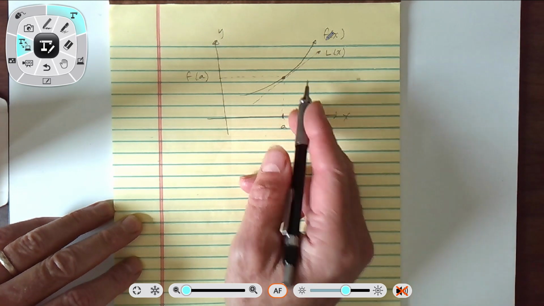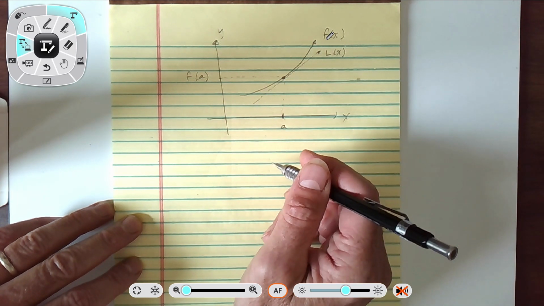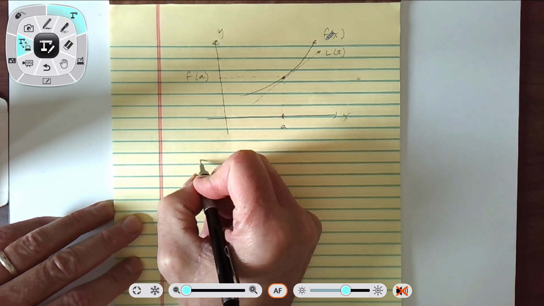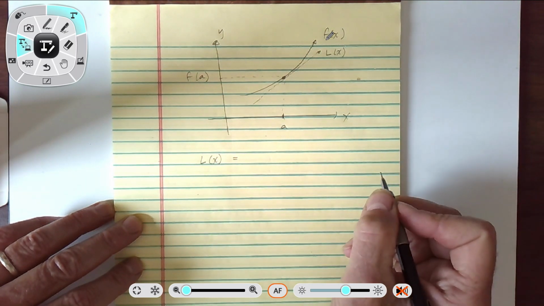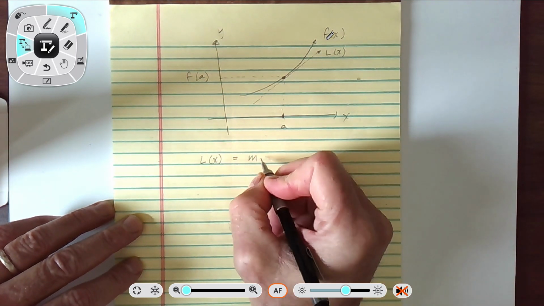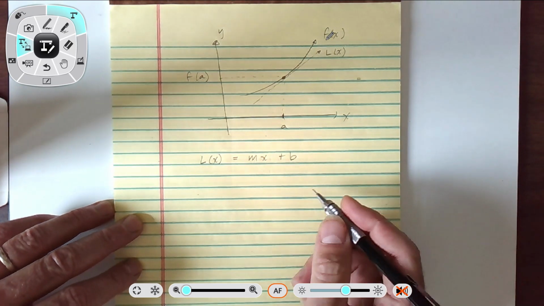What do we want? We want to know what this guy's equation is, right? So we want to know what L(x) is. And L(x), of course, we know is a line. It's a linear function, so we can think of it as mx + b. If we can figure out what m and b are, then we're done, right?